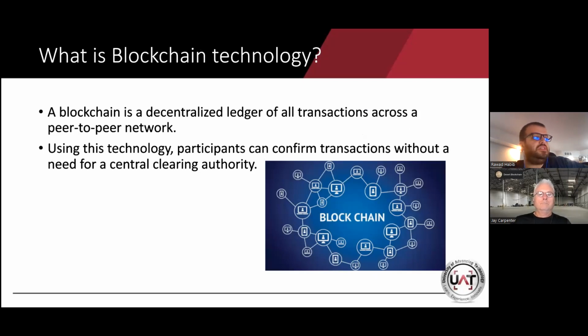So a blockchain is a decentralized ledger of all transactions across a peer-to-peer network. All these computers, I can call them nodes. Everyone here can run some sort of software to run the blockchain on it. So the whole transaction ledger is not just inside one bank, one machine, one computer, one person. A whole copy of it is shared on each of these nodes. Using this technology, participants can confirm the transactions without the need for a central clearing authority.